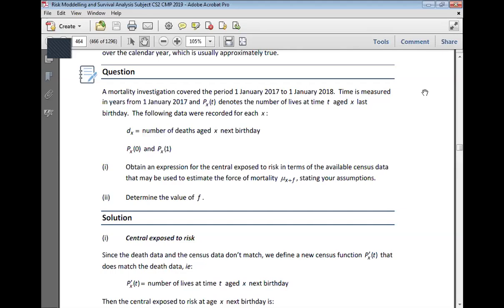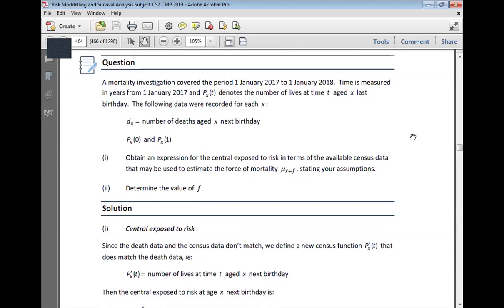Yes, ma'am. A mortality investigation covered the period 1st January 2017 to 1st January 2018. Time is measured in years from 1st January 2017, and PXT denotes the number of lives alive at time T and age X, last birthday. The following data were recorded for each X. DX denotes the number of deaths, that's age X next birthday. Obtain an expression for the central exposed to risk in terms of the available census data that may be used to estimate the force of mortality mu X plus F.